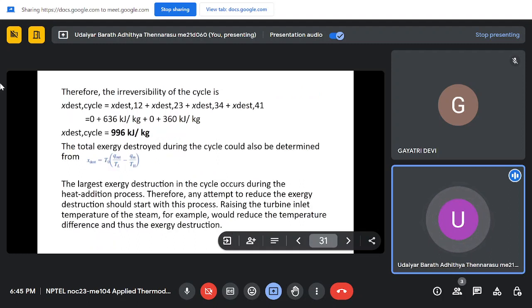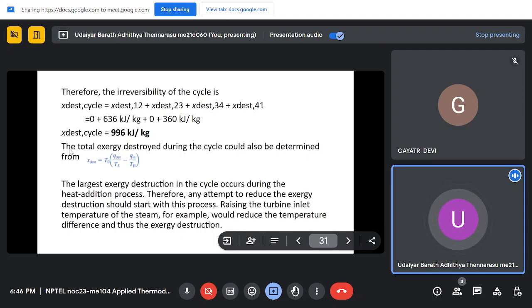So the total irreversibility of the cycle is the sum of each component's exergy destroyed. For 1-2 and 3-4, the pump and turbine, it will be 0, and you need to just add what is destroyed in the condenser and boiler. So 636 plus 360 will give you 996 kilojoule per kg.